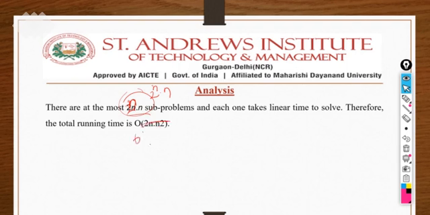The total running time will be order of 2 raised to power n into n square here, right? So how many subproblems are there? 2 raised to power n into n subproblems are there. For each of them we have to calculate how much time it will take, and the total running time will be order of 2 raised to power n into n square.